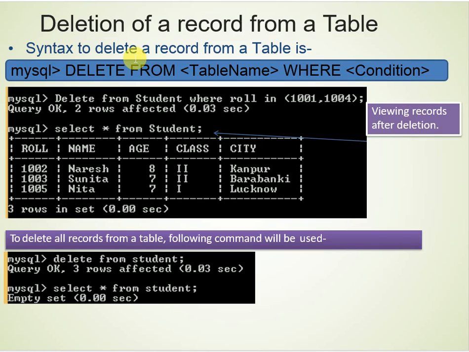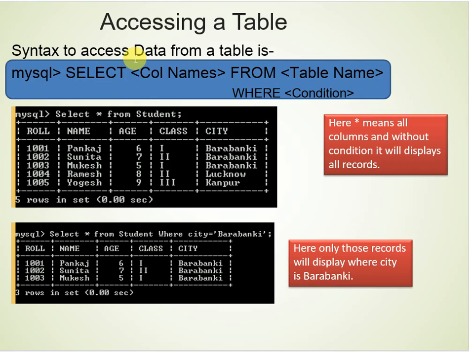Now we will move to the next thing. How you can access the information from the table in a different way. In the previous slide we discussed how you can display the information using the select command. Select star from student, you can display all the information. Now here we will discuss accessing some specific fields or information.